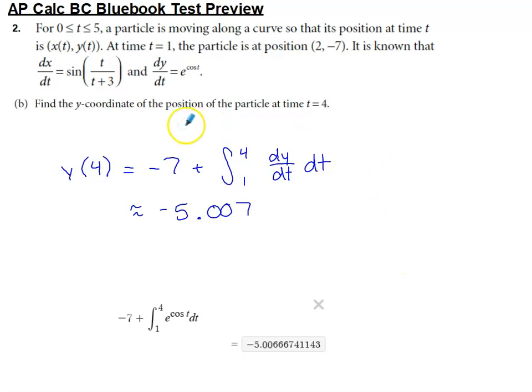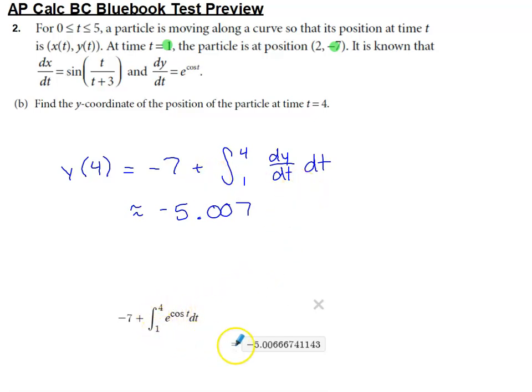Part B asks us to find the y-coordinate of the position of the particle at time 4. I know the y-coordinate is -7 at time 1. So to find the y-coordinate at time 4, I'm going to take the y position that I know, -7, and add on how much the y-coordinate changes from the time that I know it to the time that I want it by integrating the rate of change of y with respect to time.